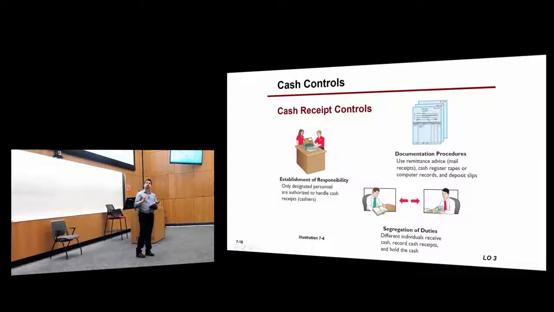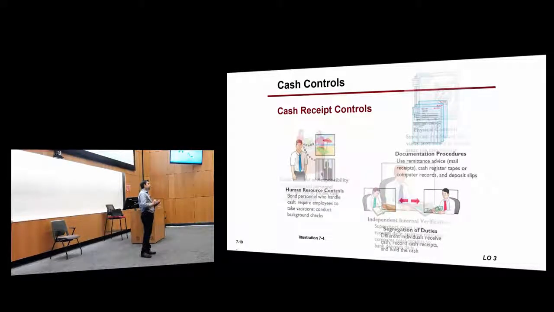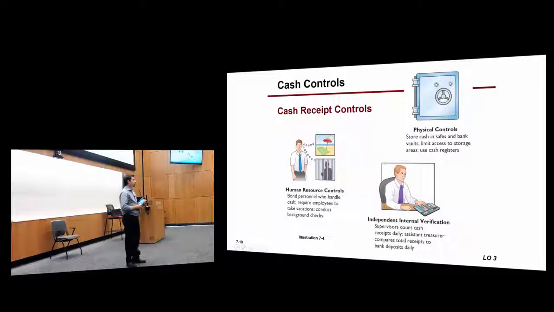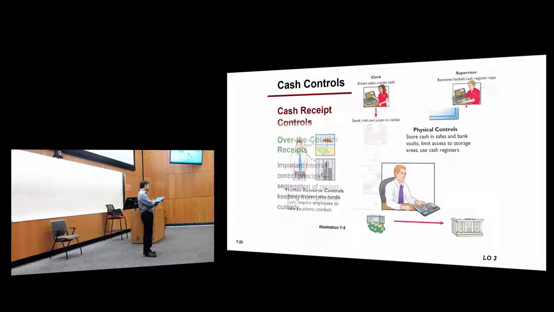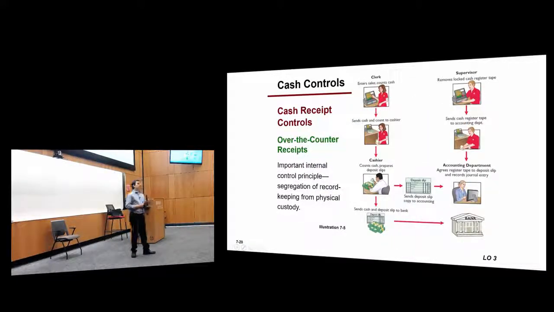The cash receipts controls are the same. You have to establish responsibility. You have to document the procedures. When you receive cash, you have to make sure that you are receiving cash for a certain sale. You also have to have segregation of duties, the same human resources controls. You also have to have physical controls, keep the money in a safe or in a locked room, and independent internal verification as well.